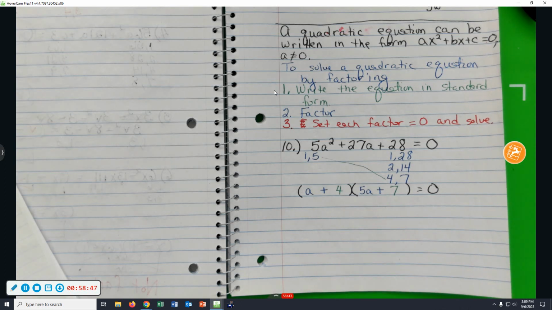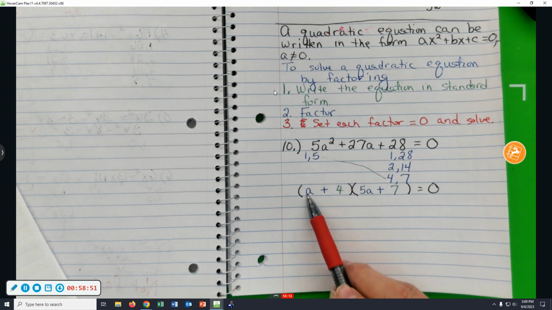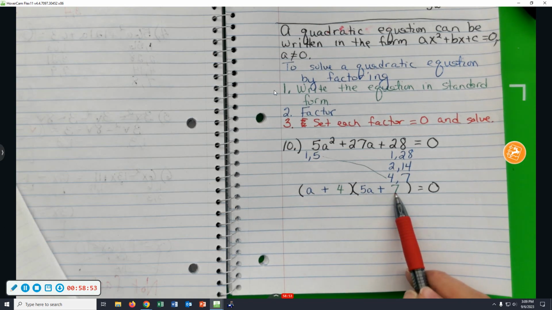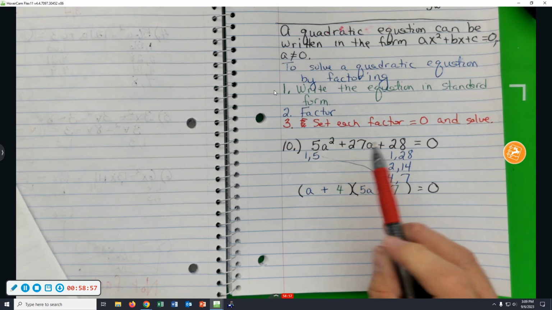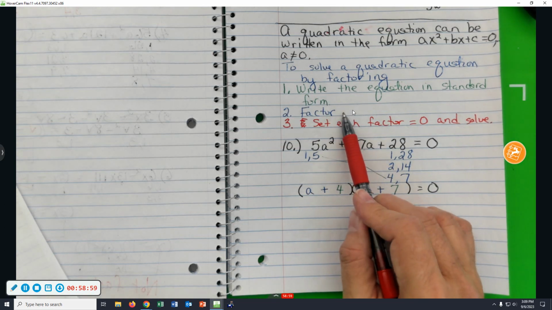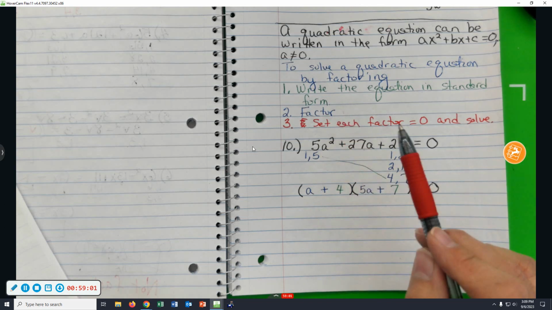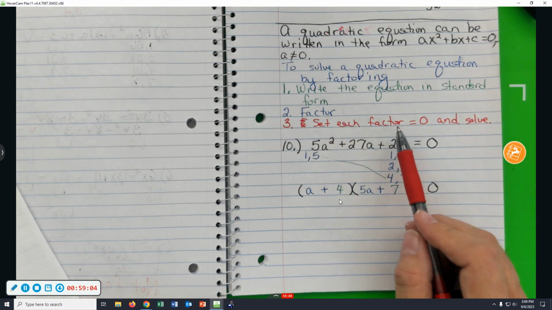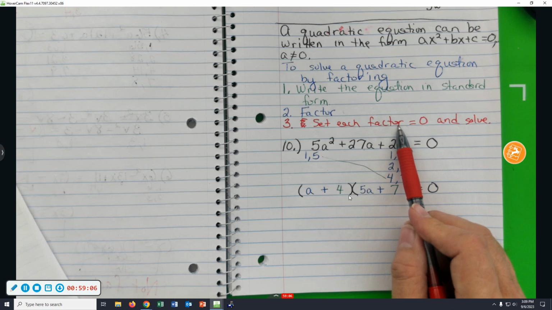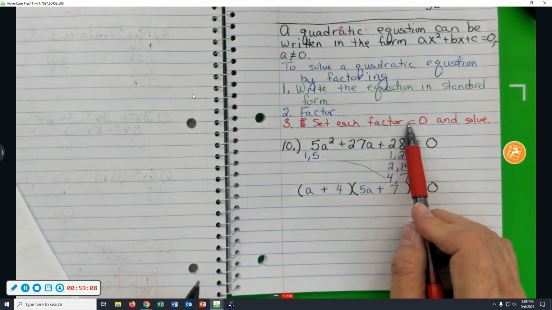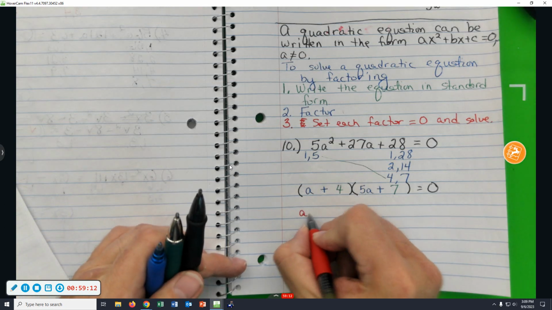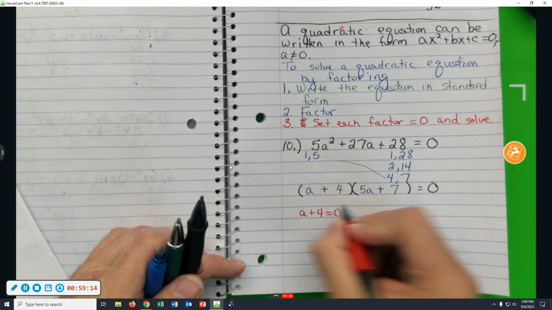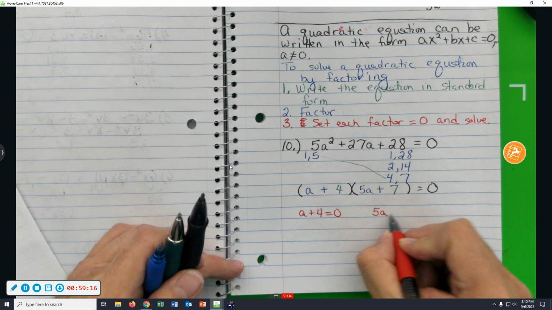Can y'all do that outer and inner in your head? We'd have a 20a and a 7a. Is that what we needed? 27a? Yes. So we factored it correctly. Now, the only way a product can equal 0 is for one or more of the factors to be 0. So set a plus 4 equal to 0. Set 5a plus 7 equal to 0.